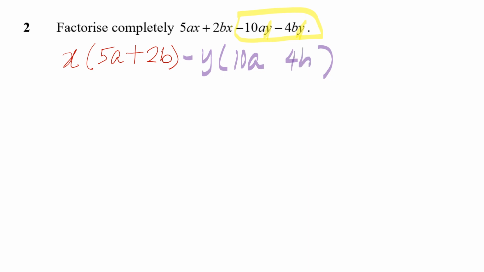4b. Okay, now this is a tricky part. I need to decide what to put here. Is it a positive or a negative? If I put a positive and I work backwards, plus times minus, it will give me a negative here, right? Which is what I want, right?